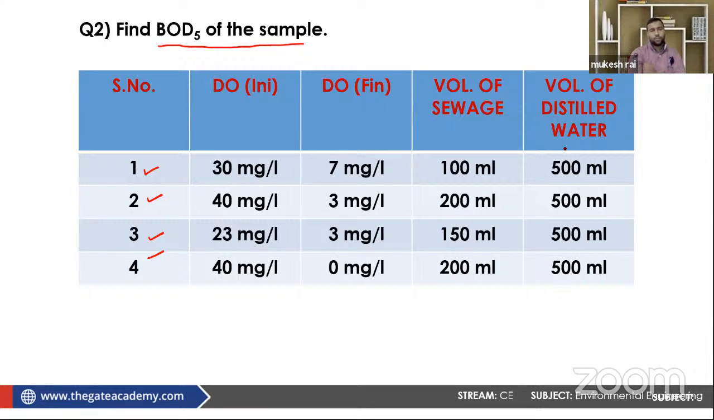In this question, 4 cases are given in which DO initial and DO final are given. We will have the volume of sewage and we need to find the BOD of this sample.